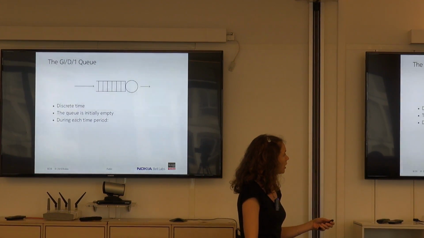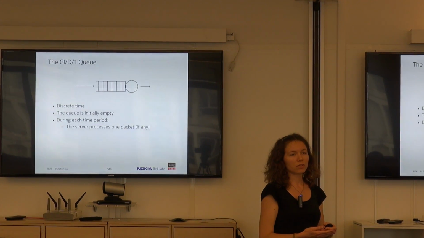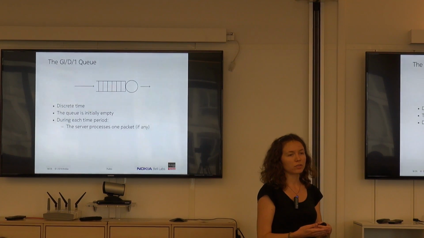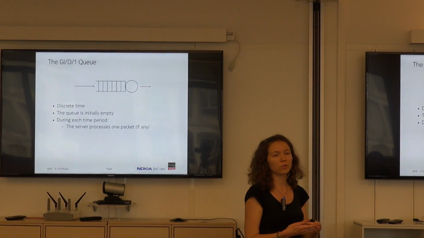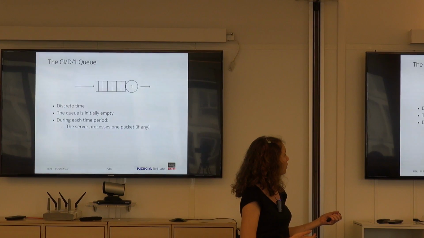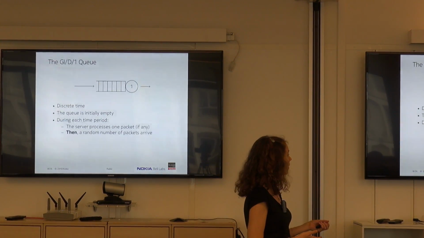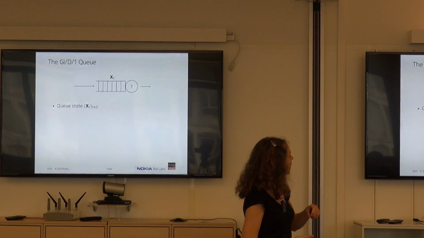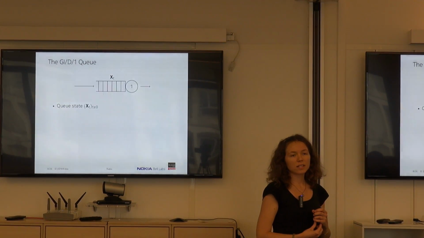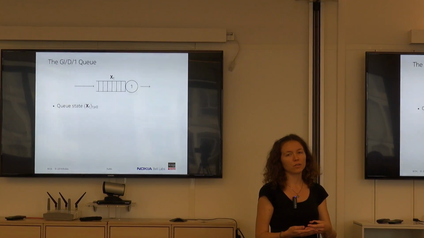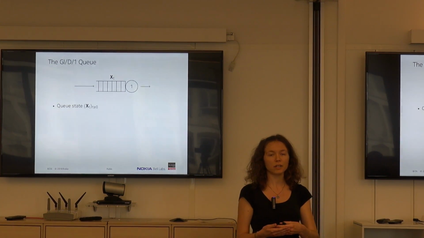And then during each time period, the server will process one customer or one packet if you have one packet in the queue. And then after that, you will have some random number of packets that will arrive. So we'll just write x_t for the queue state. It will be the number of customers or packets in the queue at the end of period t.